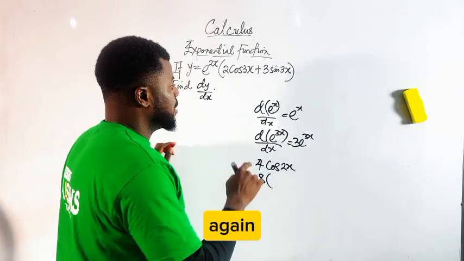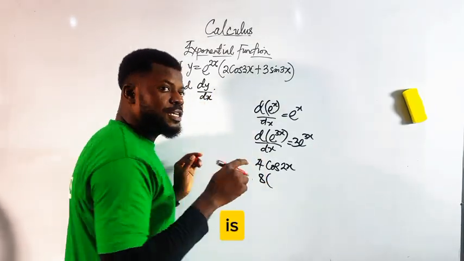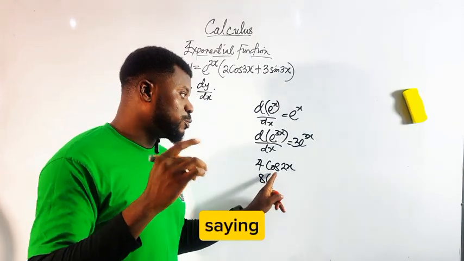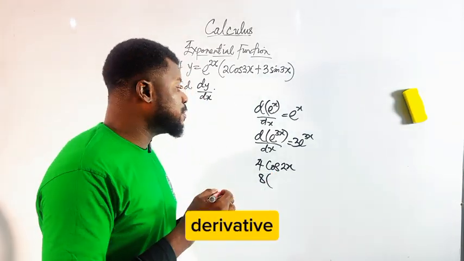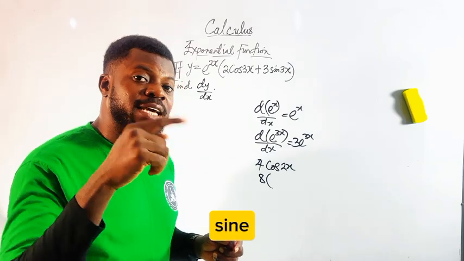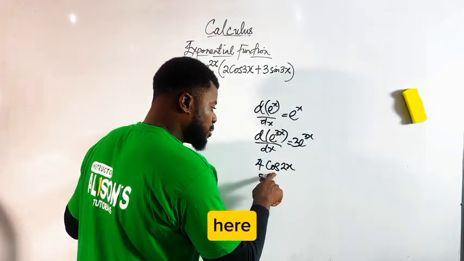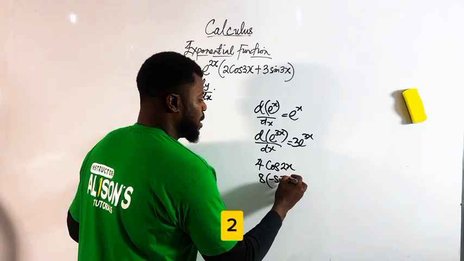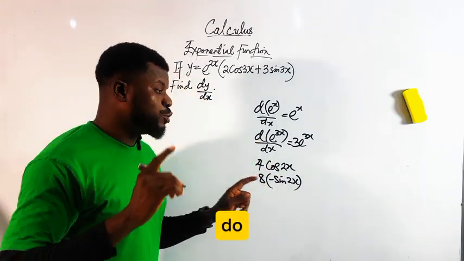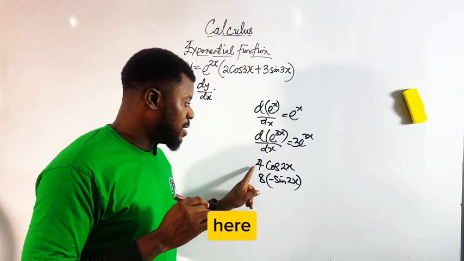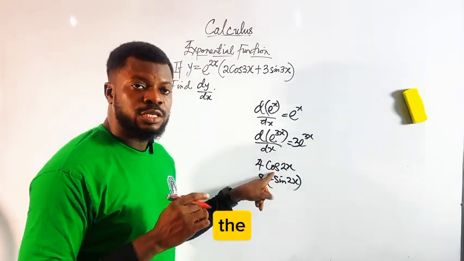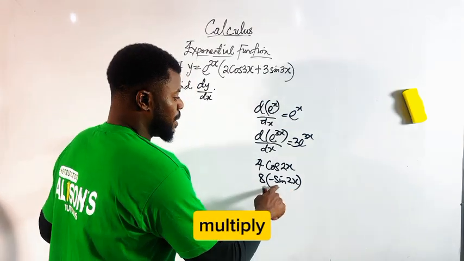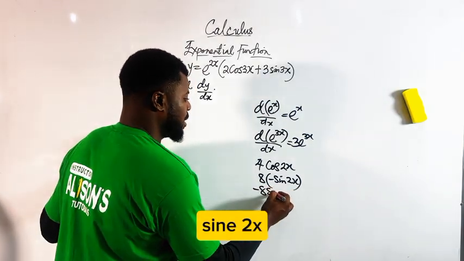Let me repeat that. The derivative of sine x is cosine x. The derivative of cosine x, remember I'm saying cosine x, not cosine 2x, gives us negative sine x. So now we have cosine here, so the derivative of cosine is negative sine. We repeat this 2x. The first thing you do is use this 2 to multiply by the number you have here, that gives us 8, and then change the derivative of cos to negative sine. Repeat this one. So finally, 8 multiplied by this gives us negative 8 sine 2x.